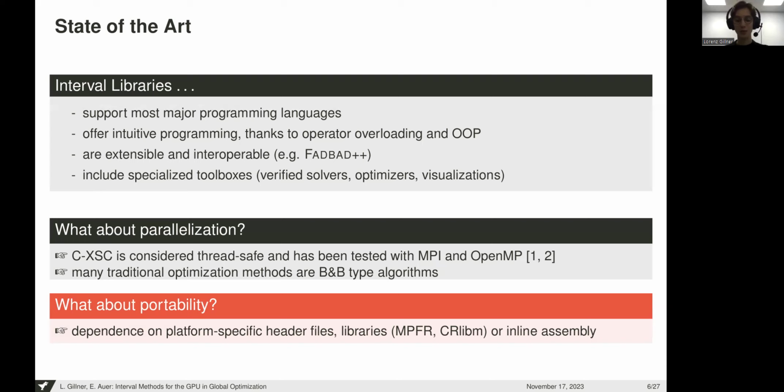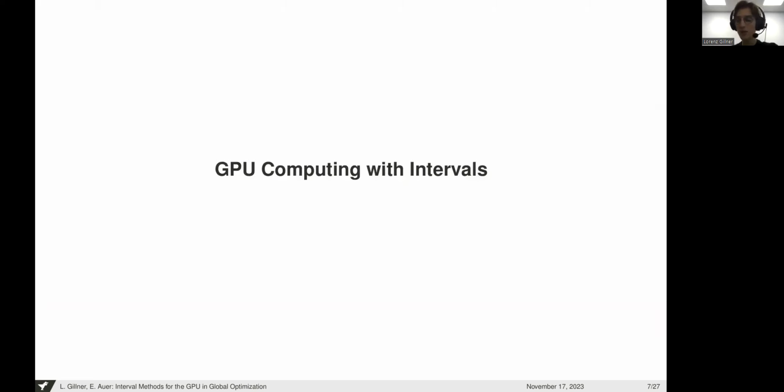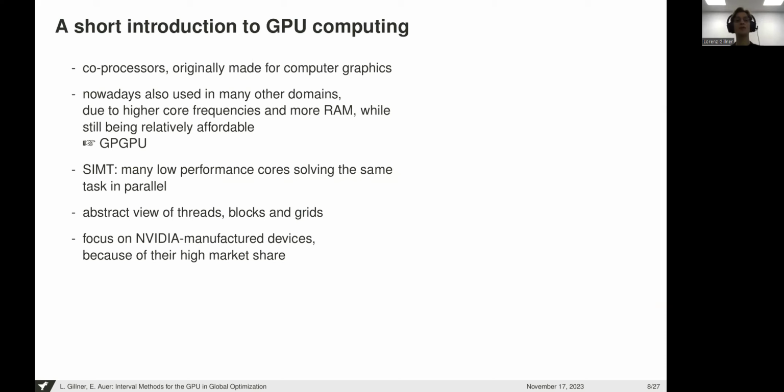And that's where the question of interval methods for the GPU comes in. How can we use this broad, already existing plethora of interval tools on the GPU? Can we even do it? So let's talk about GPUs. We will start with a short introduction to the GPU. For those of you who are not familiar with GPU computing, the GPU was originally designed for computer graphics. It's a co-processor that was originally specialized for raster images or 3D computer graphics.